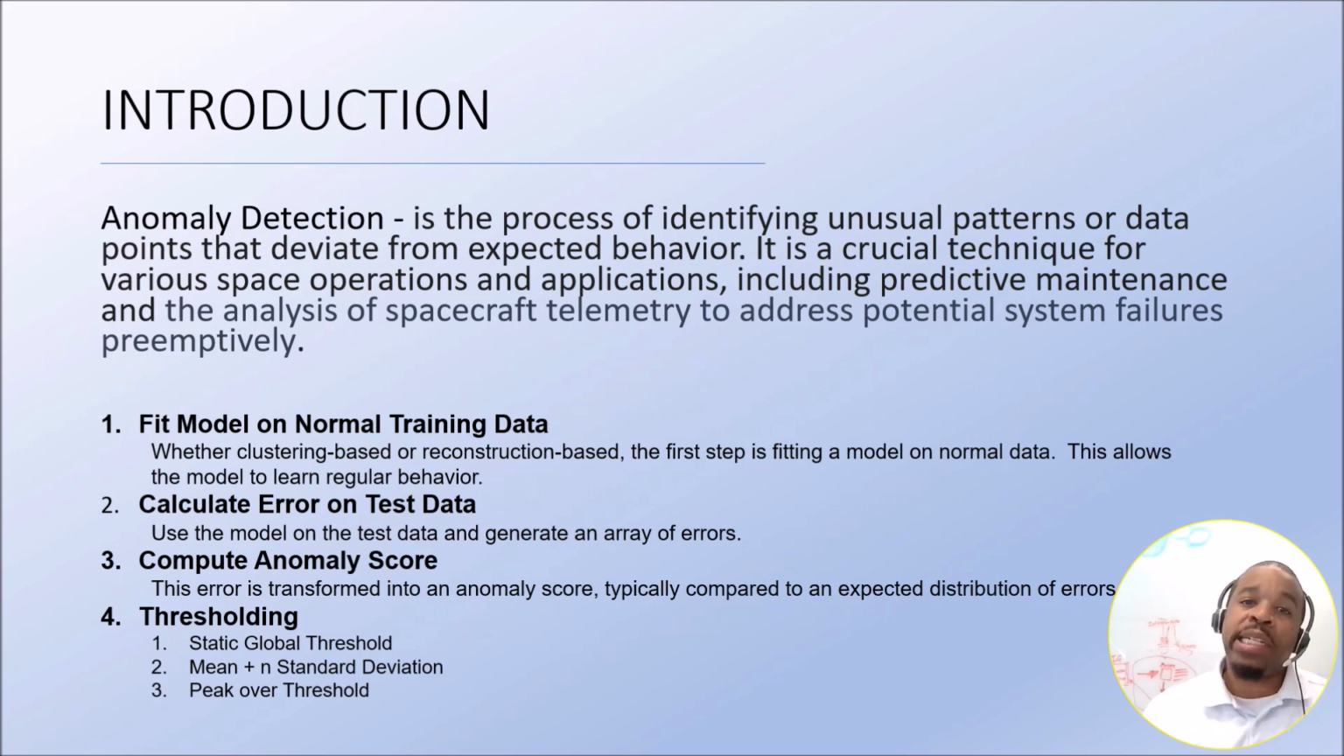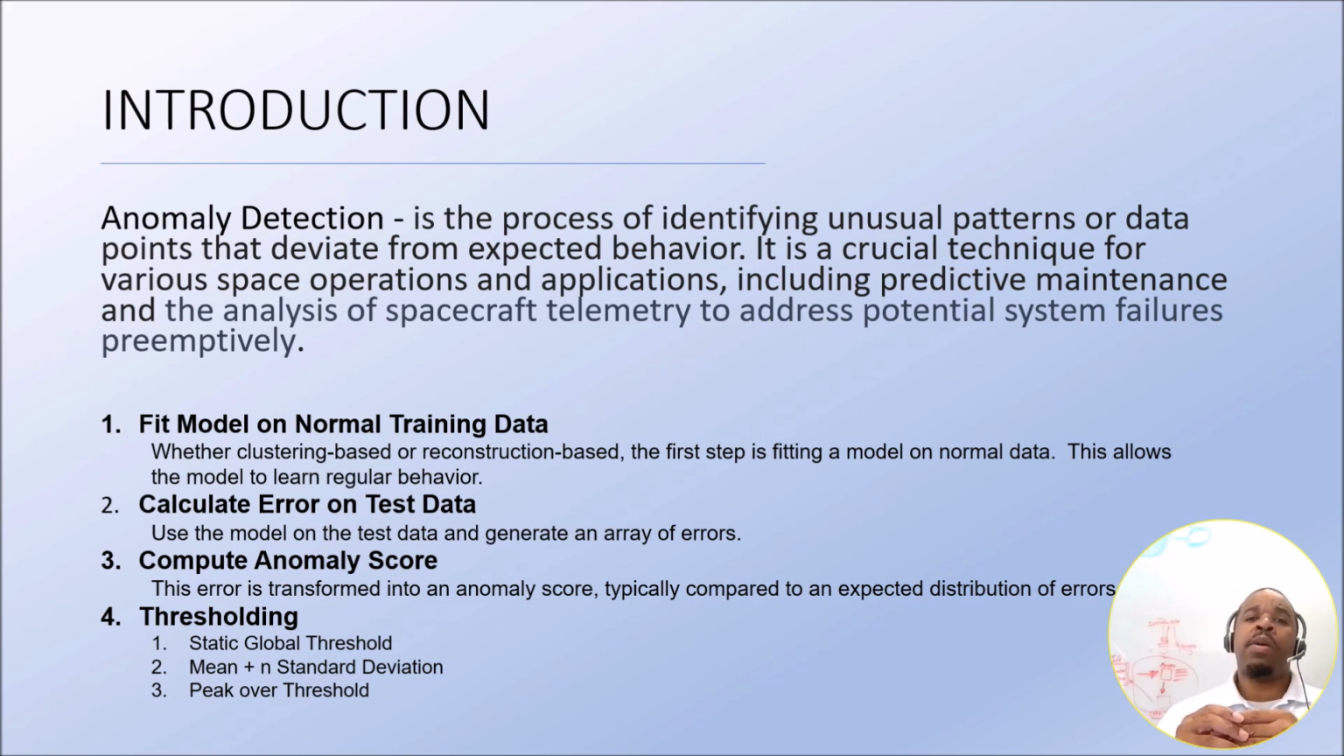Anomaly detection is the process of identifying unusual patterns or data points that deviate from expected behavior. Now, every anomaly detection algorithm has four main stages. One, we're going to fit our model on normal data so it can understand what is expected behavior. The second step is to determine the error on the test data set, or the data set with an anomaly in it. Then with that, we're going to compute our anomaly score. And from there, we're going to perform thresholding.